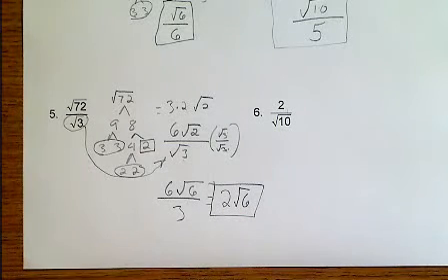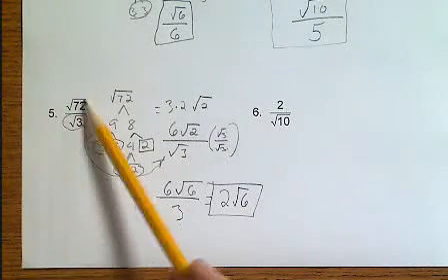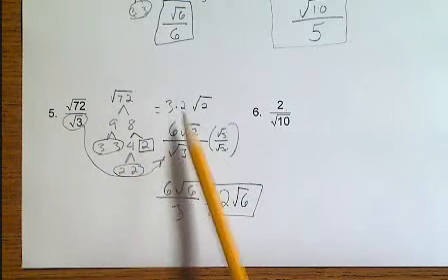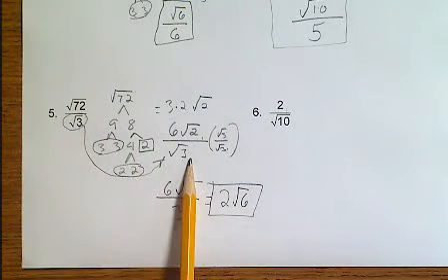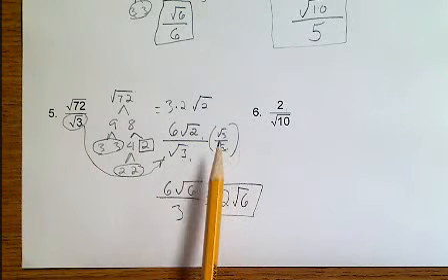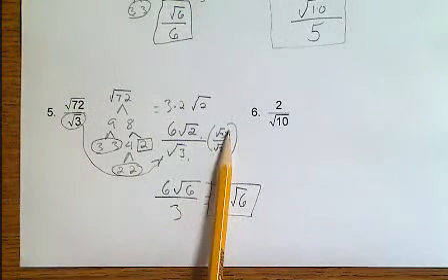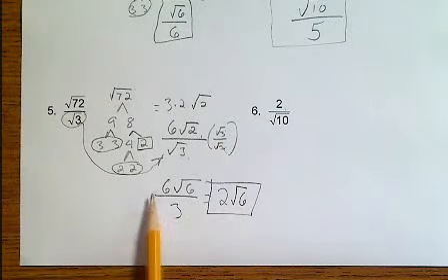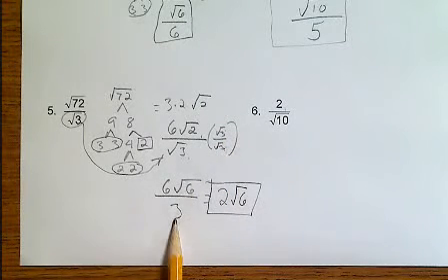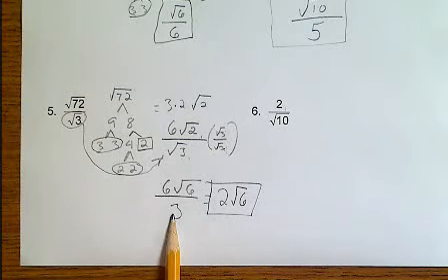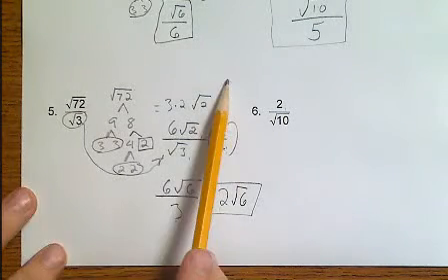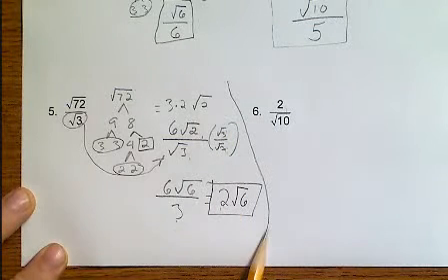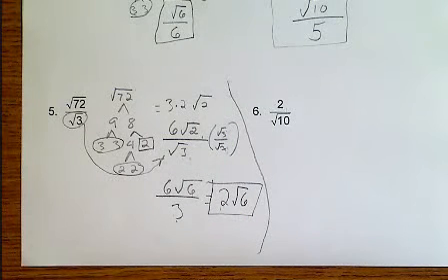Again, couldn't mess with this, so I went ahead and figured out 72. Got 6 on the square root of 2. Brought back my square root of 3. Got rid of it by multiplying by a square root of 3 over square root of 3. Gave me 6 on the square root of 6 over 3. 6 divided by 3 makes 2. So it becomes 2 on the square root of 6. Let's go ahead and look at number 6.